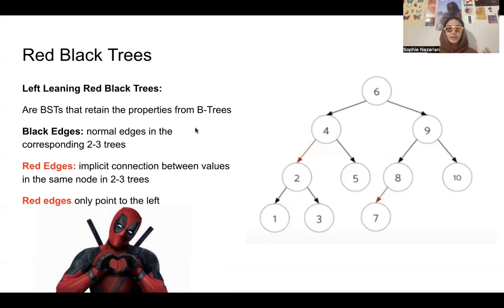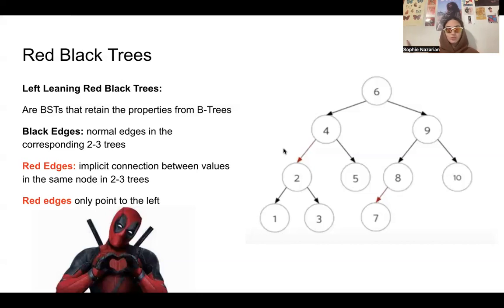Black edges signify that it's a normal edge in a corresponding 2-3 tree. Red edges, however, imply the implicit connection between values in the same node in a 2-3 tree. That's a bit wordy. What does that mean? Well, looking at this, we see there are two red arrows. Red arrows basically signify that whatever the parent and the child is, so the 8 is pointing to the 7 and it's red, that means that those are the two objects within the same node. The same with the 4 and the 2. 4 and the 2 are going to be the two objects in that one node, and 1, 3, and 5 are going to be its children.